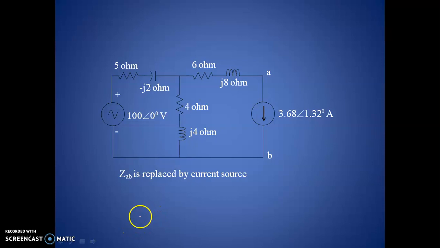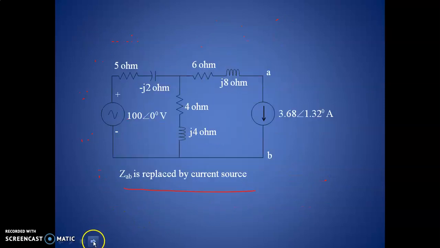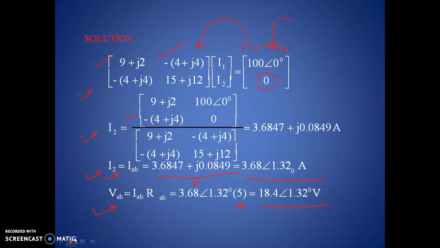Now see this, ZAB is replaced by a current source. We have this current source, which is your I2, 3.68 angle 1.32 degree. So this is your complete answer.